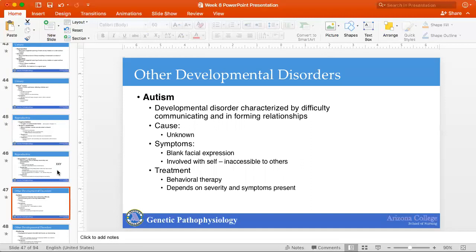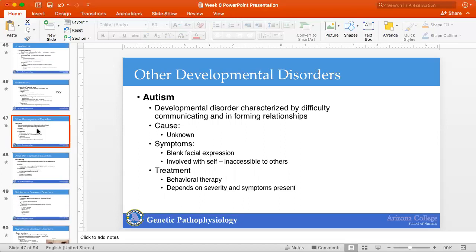Autism, a developmental disorder characterized by difficulty communicating and forming relationships. Cause is unknown. Symptoms, blank facial expression. That's typically in some more severe cases of autism. Involved with self and inaccessible to others. So they're kind of in their own world almost. Treatment would be behavioral therapy and depends on the severity of the symptoms present.